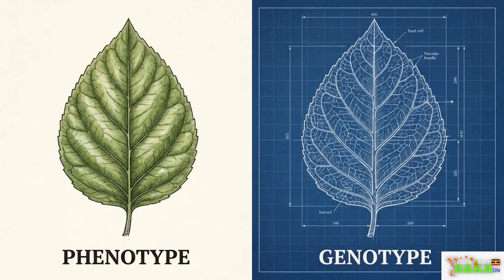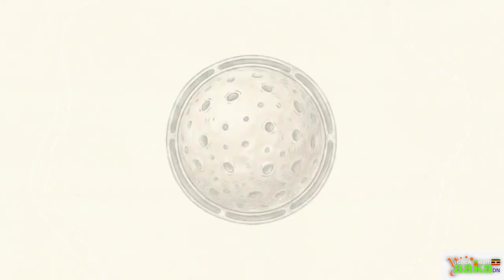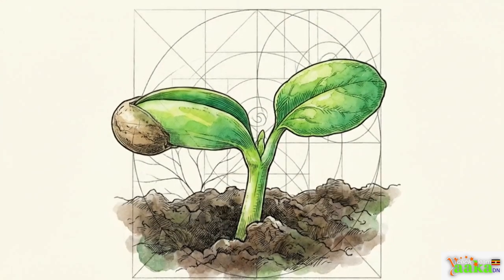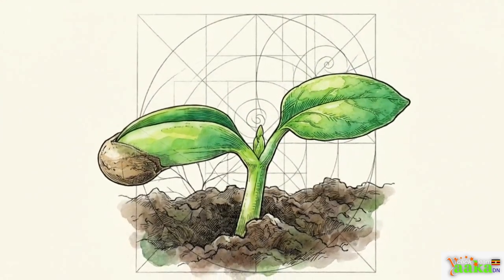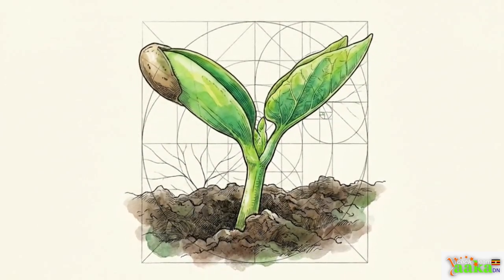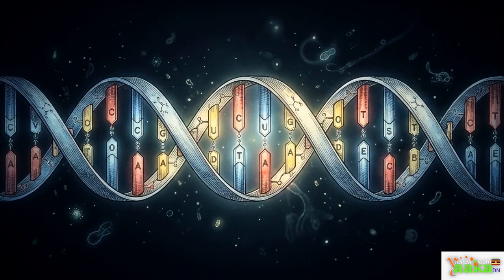But those visible traits are actually controlled by a hidden internal blueprint called the genotype. Think of the genotype as a library of instruction manuals, DNA, tucked away inside the cells, containing the specific recipes for building every physical feature. So, when we look at the world around us, we are really seeing the final outward result of an invisible biological code at work. Passing that code from parent to child is a delicate process.